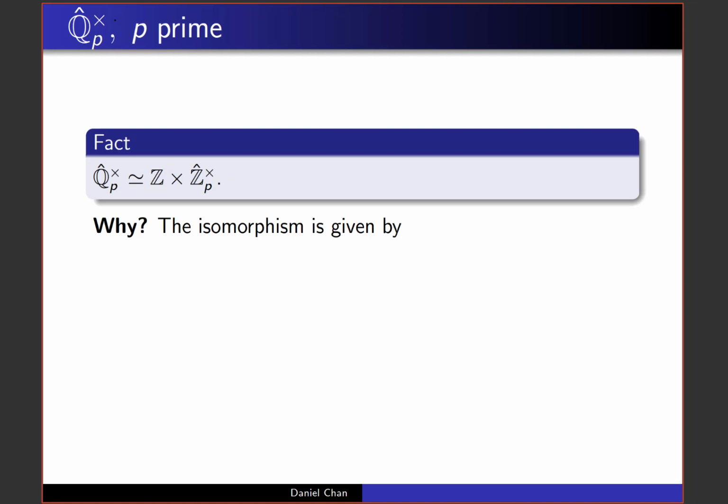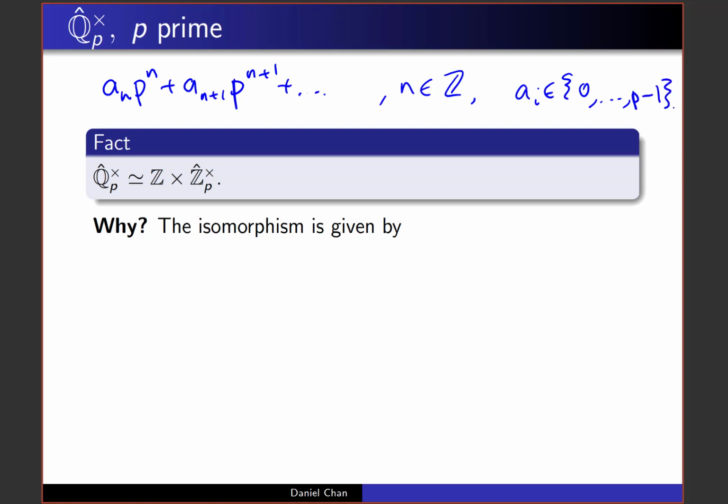So what does that involve? Basically, they're just Laurent series in P. So you've got something of the form a_n p to the n plus a_{n+1} p to the n plus 1 plus all the way forward, dot dot dot. It starts at some n, which is some integer, possibly negative. And these coefficients, these a_i, you should think of this as like a base P expansion, so the only things that you need to use are 0 up to P minus 1.